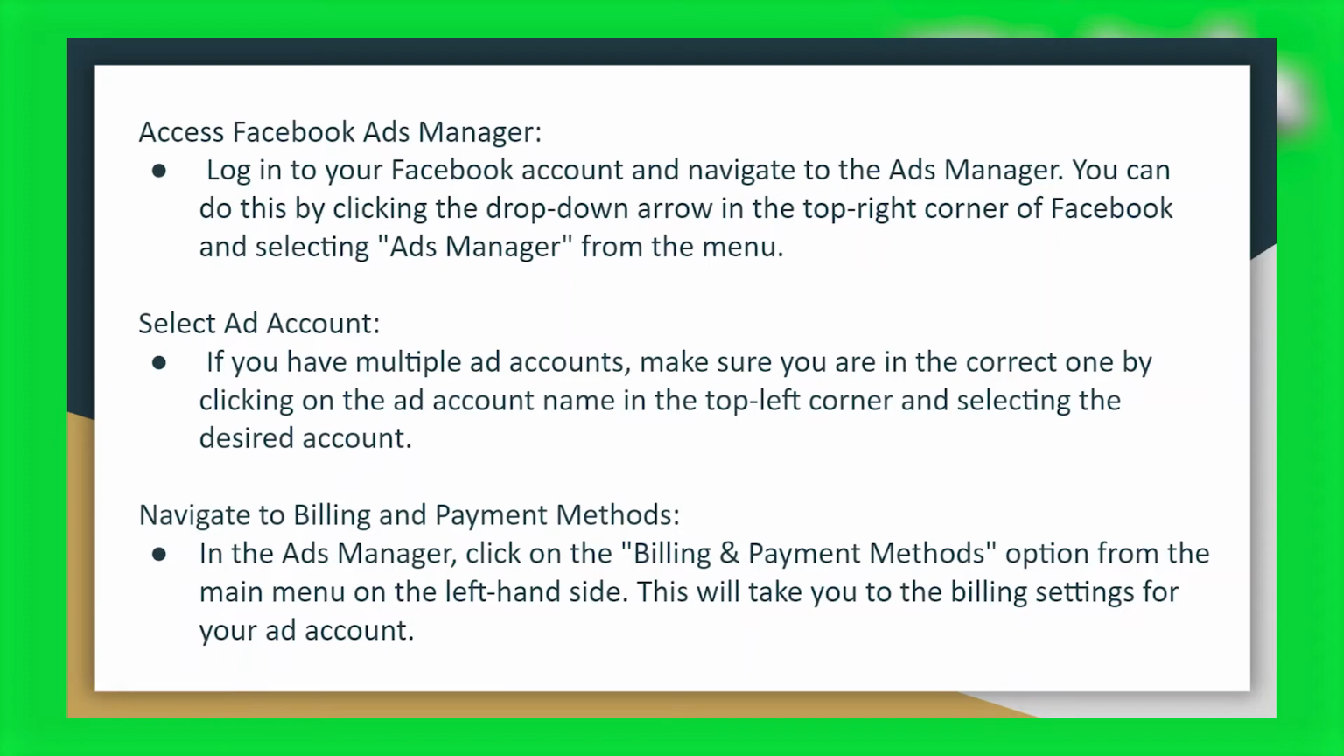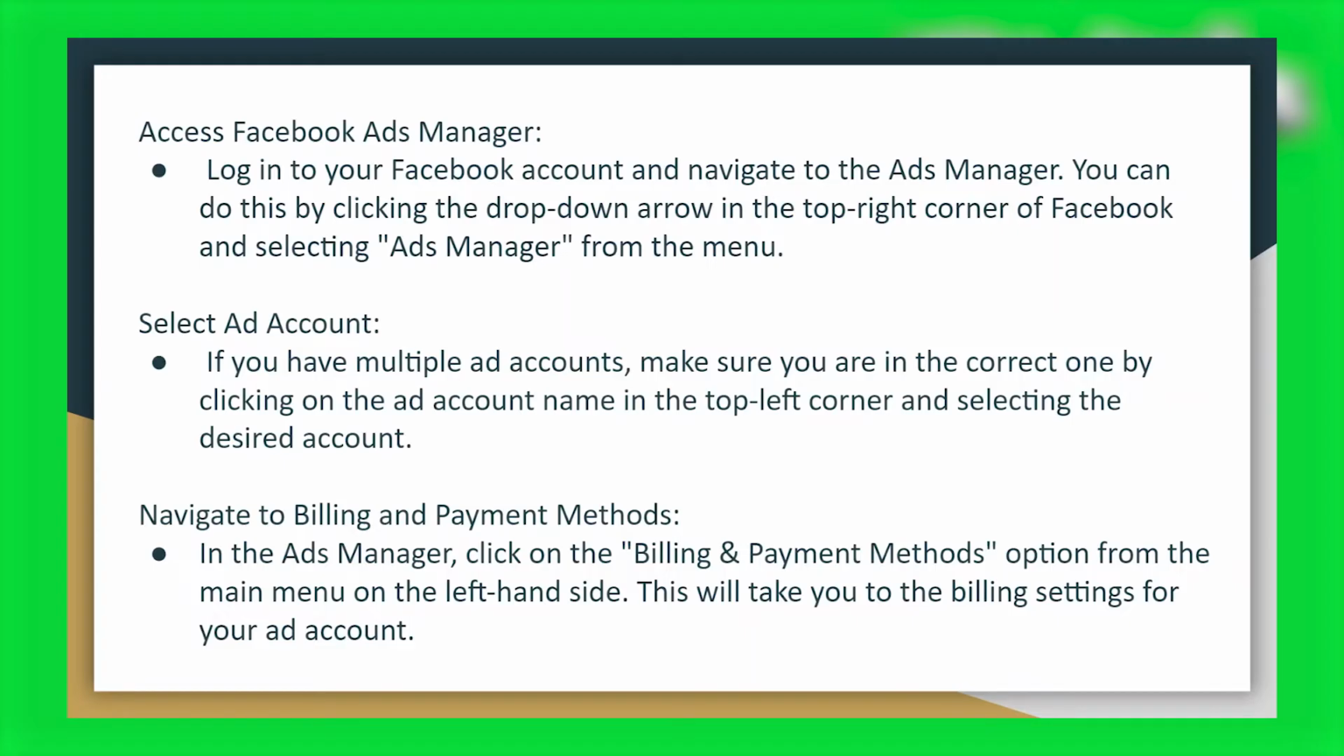Log into your Facebook account and navigate to the Ads Manager. You can do this by clicking the drop-down arrow in the top right corner of Facebook and selecting Ads Manager from the menu. If you have multiple ad accounts, make sure you are in the correct one by clicking on the ad account name in the top left corner and selecting the desired account.